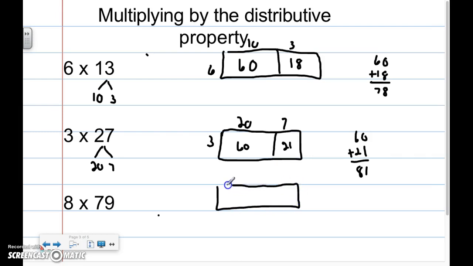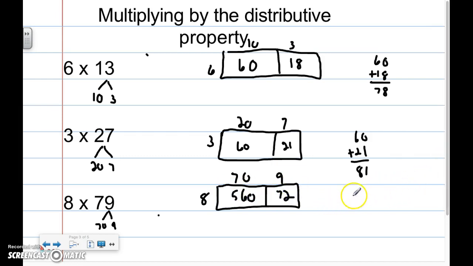Let's do another diagram. 7 times 9 is going to be 70 and 9. Then I'm going to put my 8 right here, and I have to multiply the 8 times the 70 and the 8 times the 9. So 8 times 7 is going to be 56, and then I put the 0 on the end, so that's going to give me 560. 8 times 9 is 72.